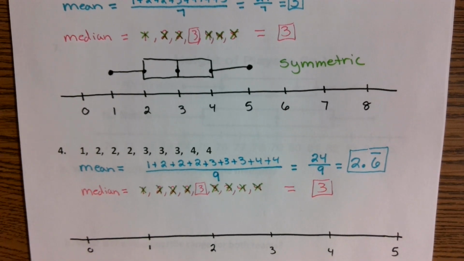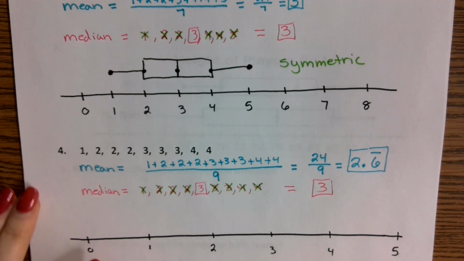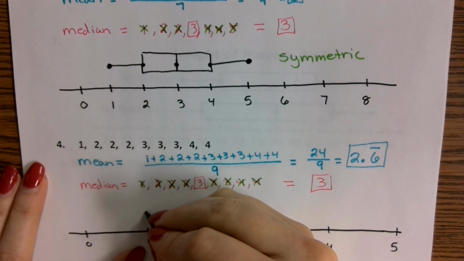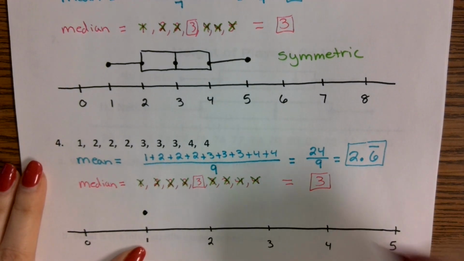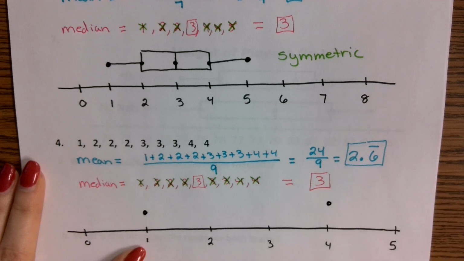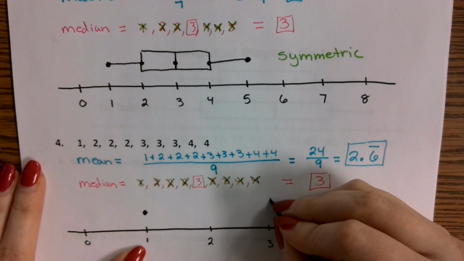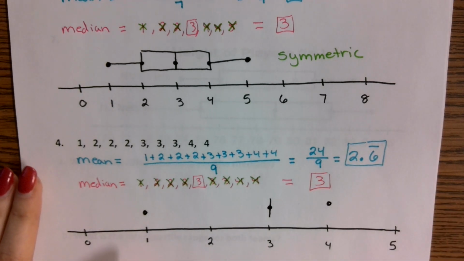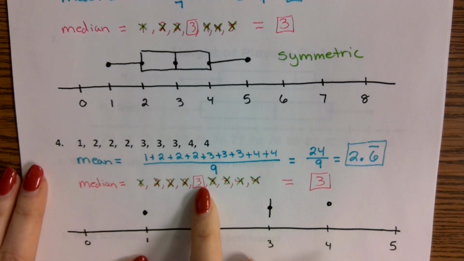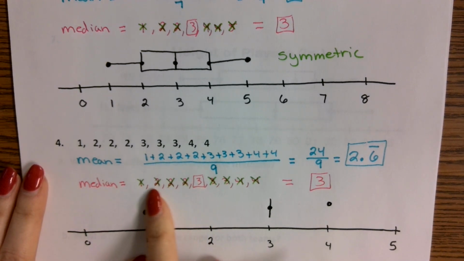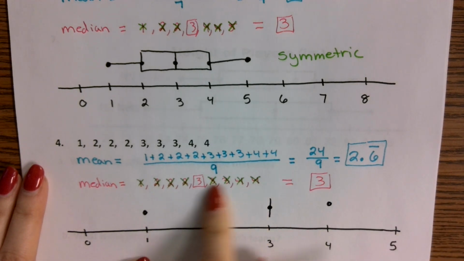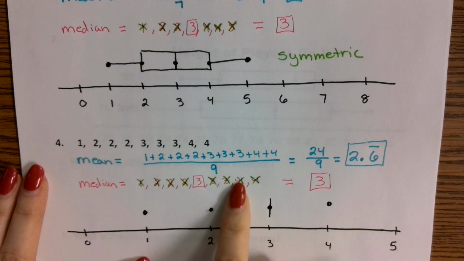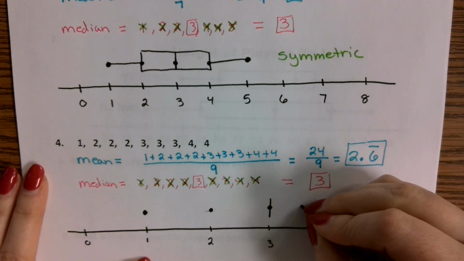Okay, now if we graph this, my lowest number is a 1. My largest number is a 4. My median is a 3. The median of my lower half is going to be a 2, so that's my first quartile. And then the median of my upper half, which will be my third quartile, is a 3.5.